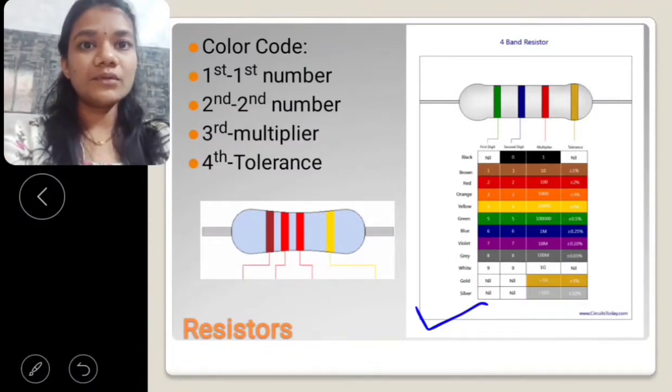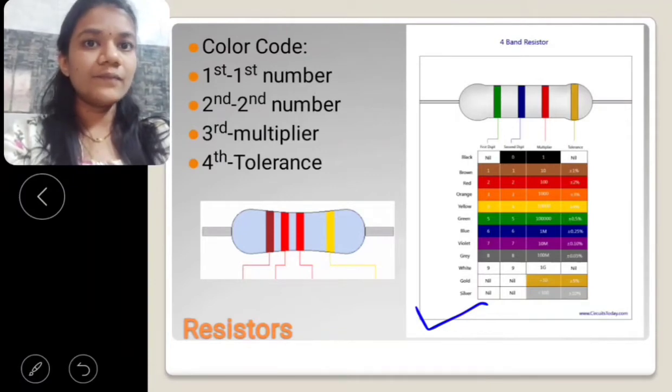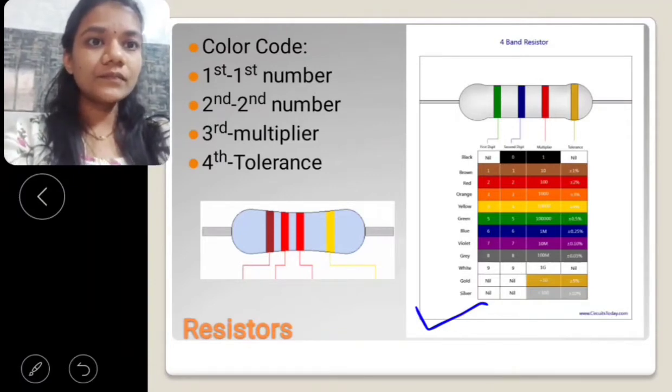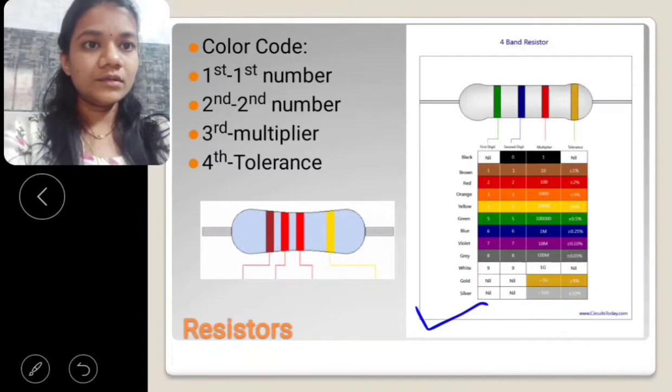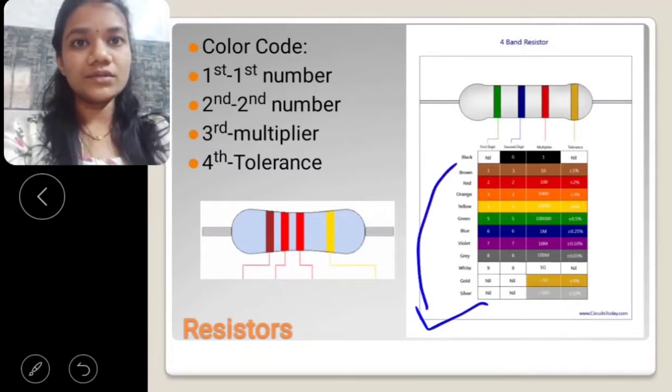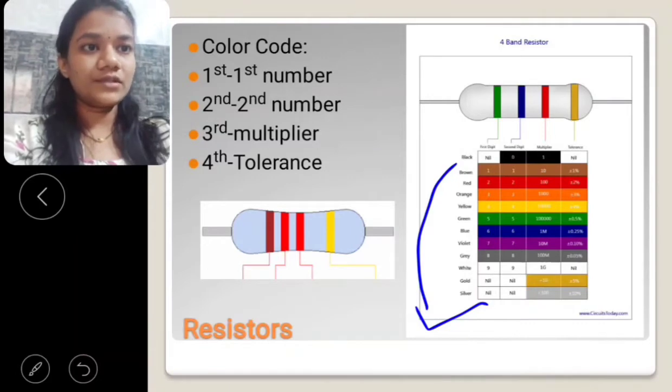So this is all about the color coding of resistors. Remembering this chart, you need to find out the values from the color coding of resistors. So this one is important.